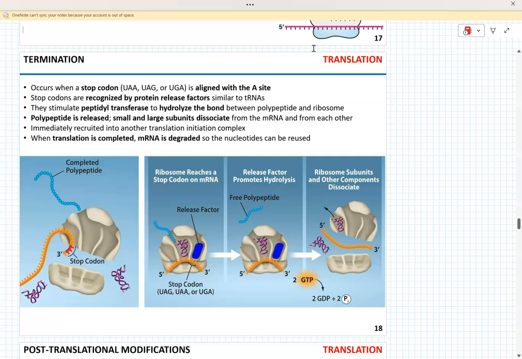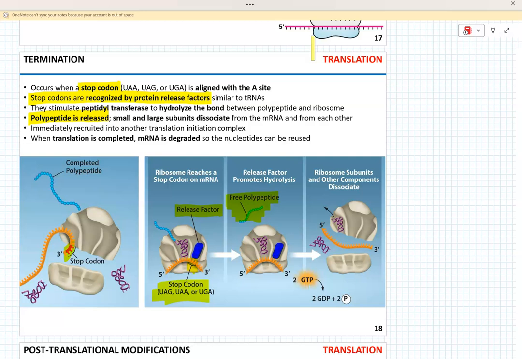Termination of translation occurs when a stop codon enters the A site. You can see here the stop codon enters the A site. The stop codon is recognized by so-called release factors, proteins that are structurally similar to tRNAs. These proteins stimulate the hydrolysis of the bond between the polypeptide and the tRNA within the ribosome, and the release of the polypeptide out of the ribosome.